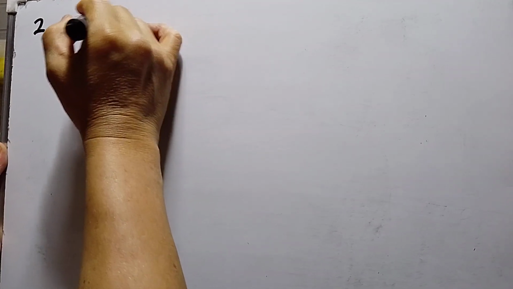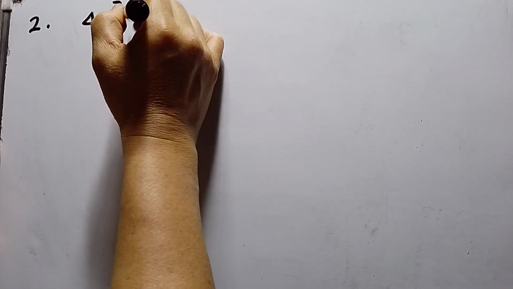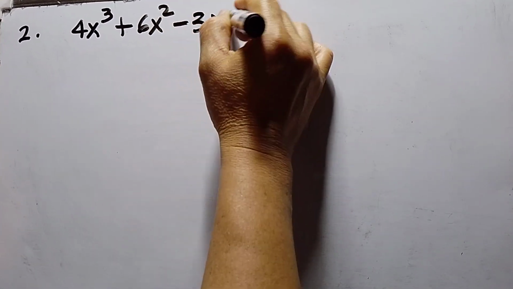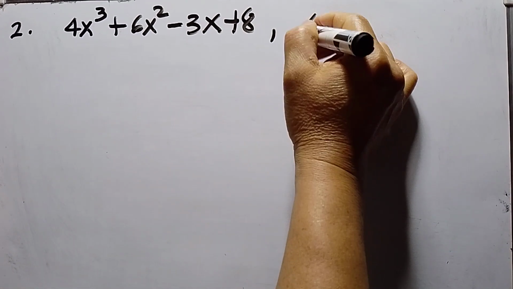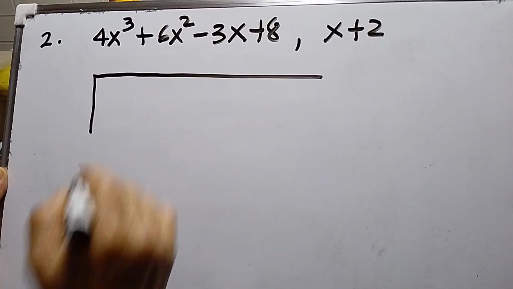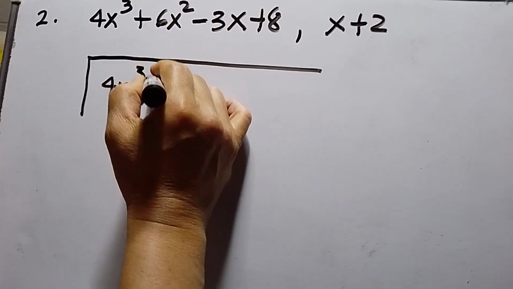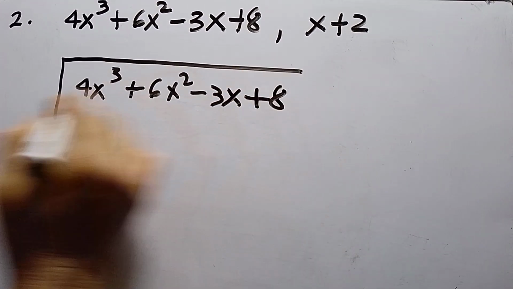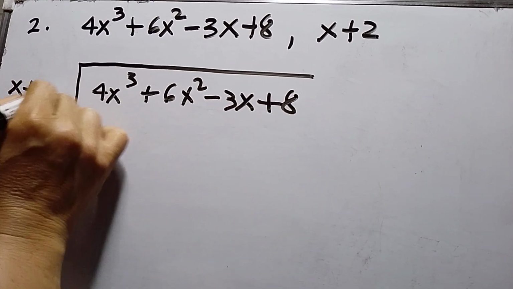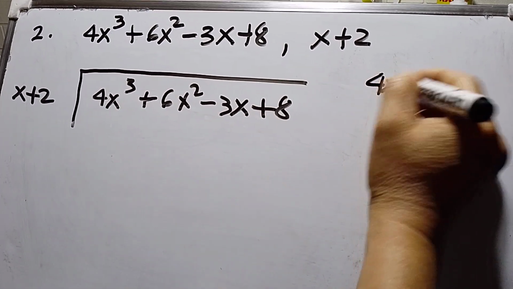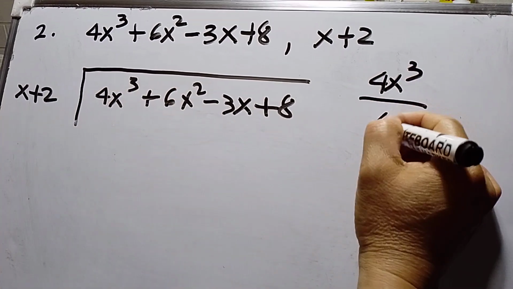Number 2 is 4x cubed plus 6x squared minus 3x plus 8, where the divisor is x plus 2. So I will write it in long division method. So this will be 4x cubed plus 6x squared minus 3x plus 8. This is the divisor, x plus 2. Again, we need the first term of the dividend divided by the first term of the divisor.